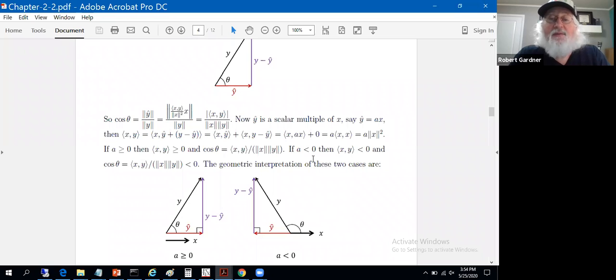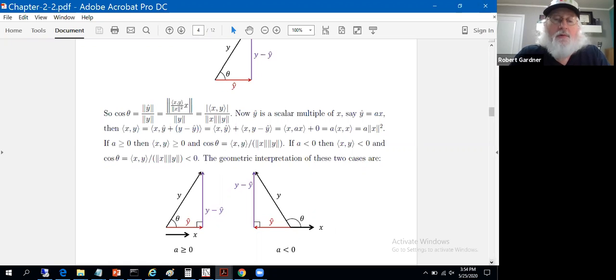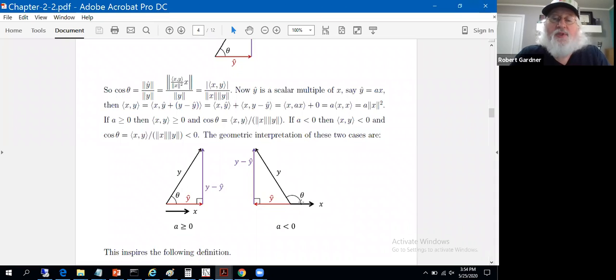If a is less than 0, we get the vector pointed in the opposite direction. Inner product then will be negative, as we see from this computation here. If we take a to be negative, we'll get an inner product that's negative. Cosine, same computation. Cosine of theta would be the inner product, but we know the inner product's negative, so we get that cosine is less than 0. Well, if the cosine is less than 0, then we don't have an acute angle, we have an obtuse angle. All right, so we get an angle between pi over 2 and pi, if you like.